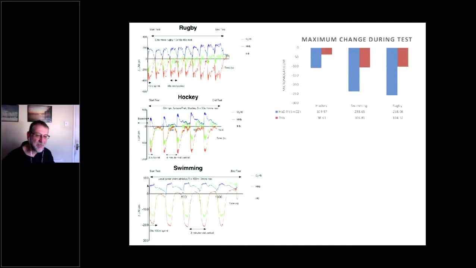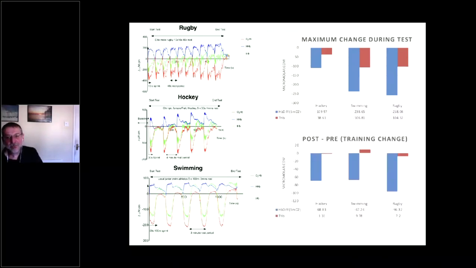See this slide here. I put it in Moxie terms, even though it wasn't a Moxie device, so you can understand what it should look like in the Moxie. During the test itself, SmO2 would drop. Here's the hockey data, minus 109, the swimming data and the rugby data. And THb, which would be the Moxie measure, would also drop.